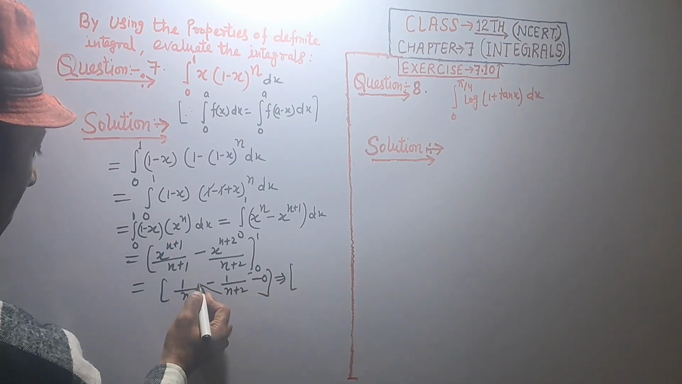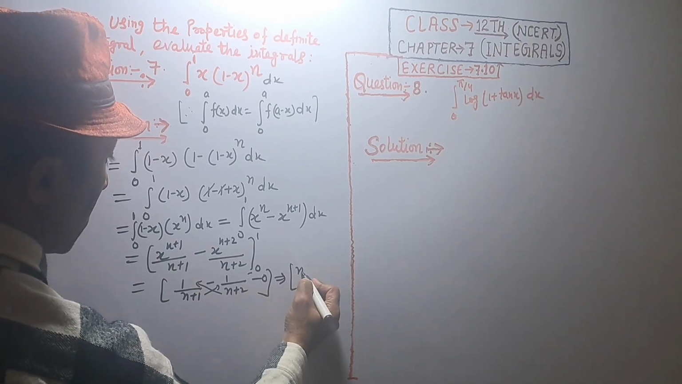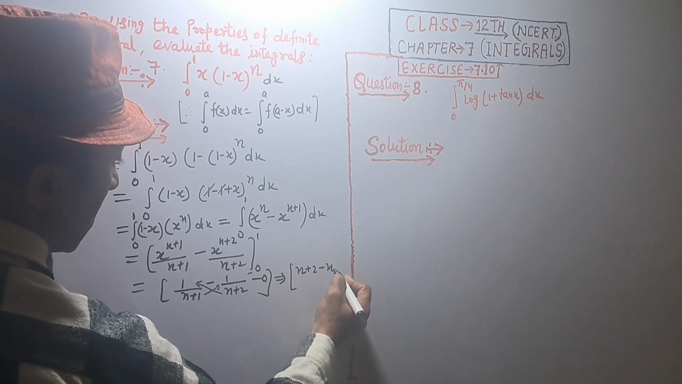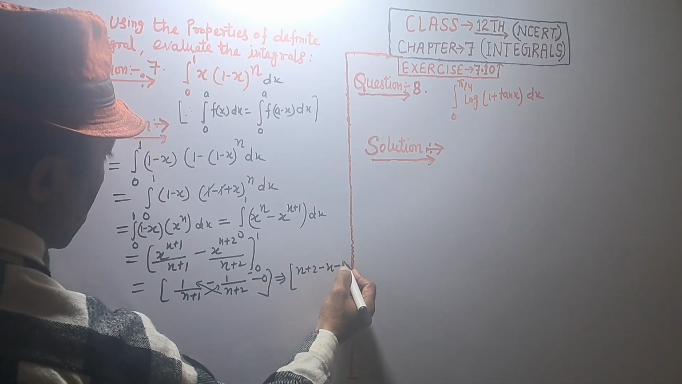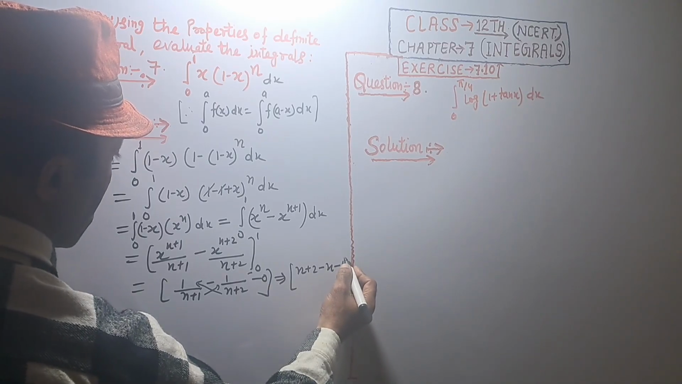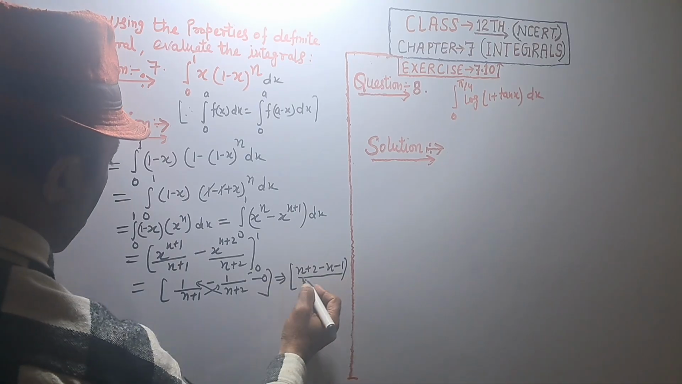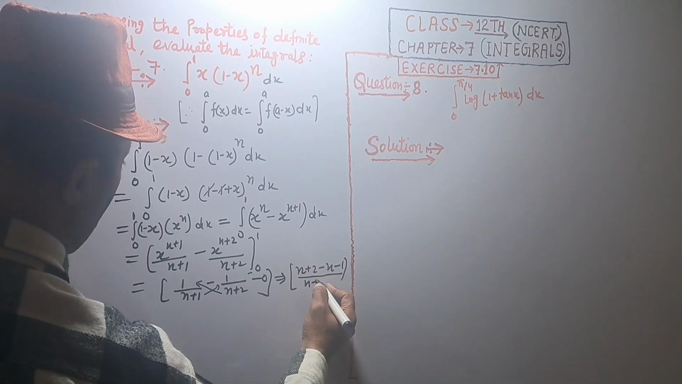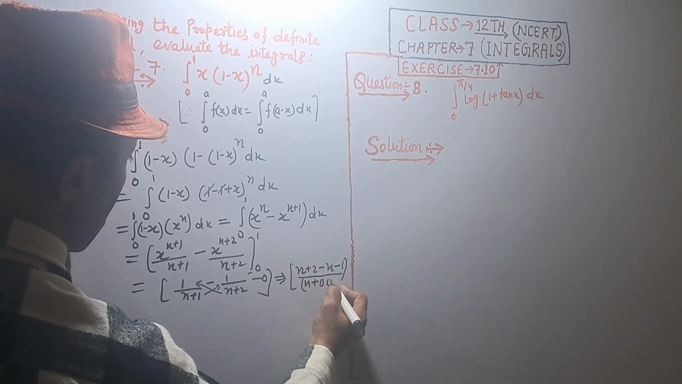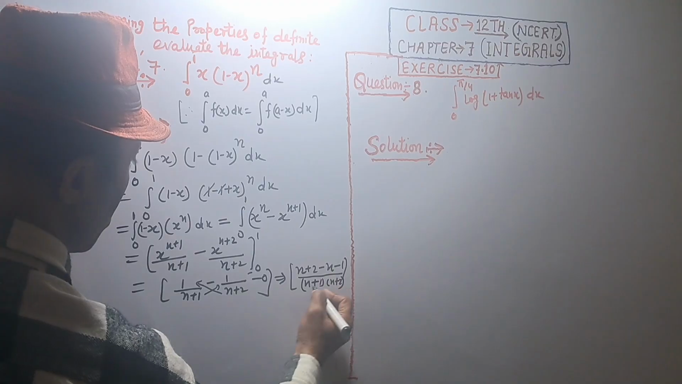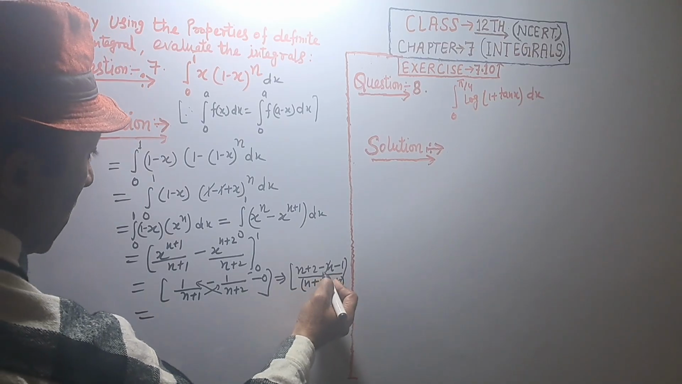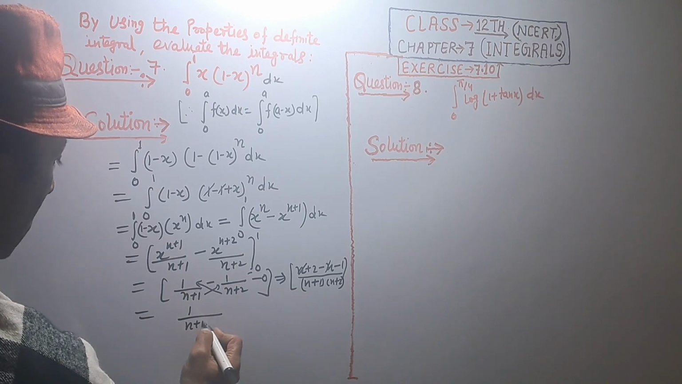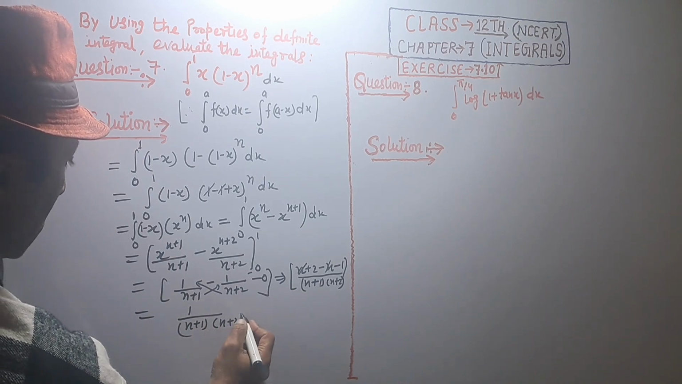This implies (n plus 2) multiplied by 1, minus (n plus 1) multiplied by 1, divided by (n plus 1)(n plus 2). N is cancelled, 2 minus 1, that is equal to 1 upon (n plus 1)(n plus 2).